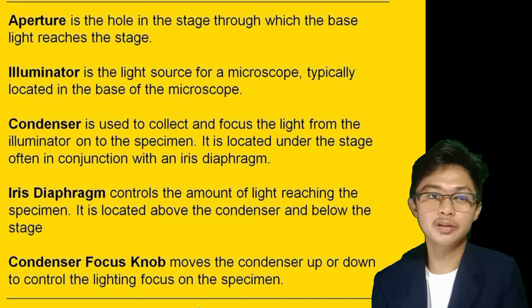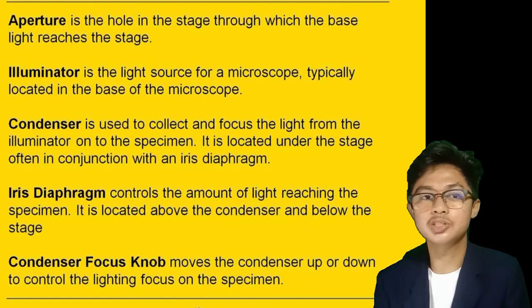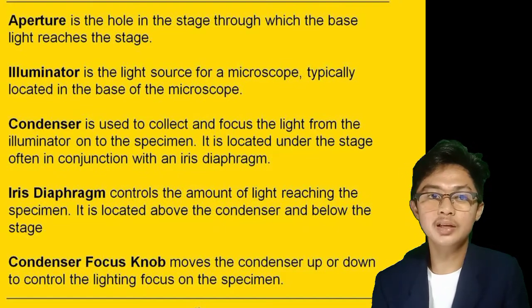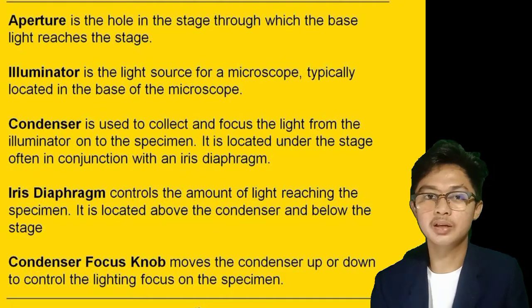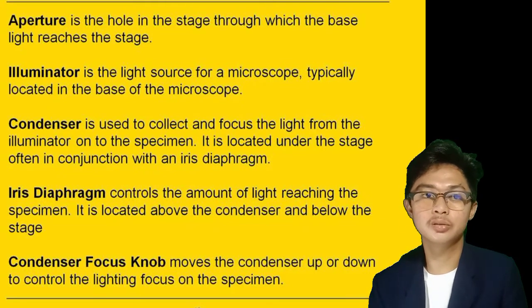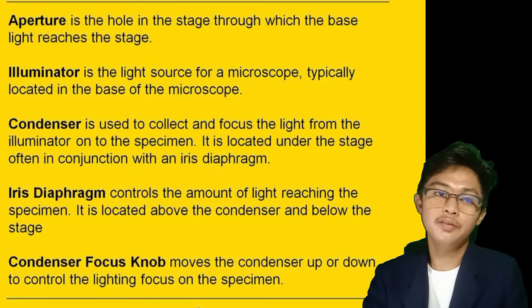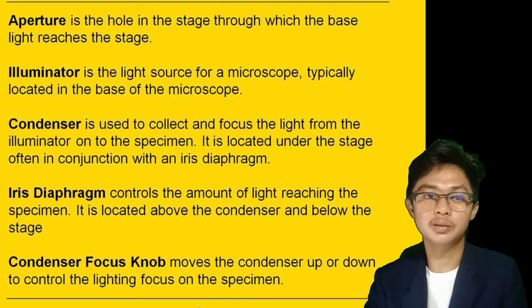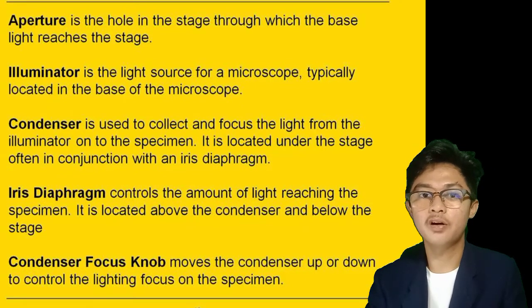The iris diaphragm controls the amount of light reaching the specimen. It is located above the condenser and below the stage. Most high-quality microscopes include an Abbe condenser with an iris diaphragm. Combined together, they control both the focus and quantity of light applied to the specimen. For the condenser focus knob, it moves the condenser up or down to control the lighting focus on the specimen.